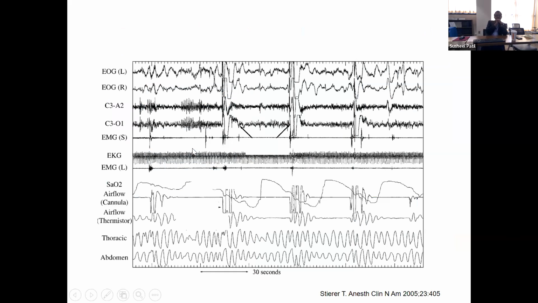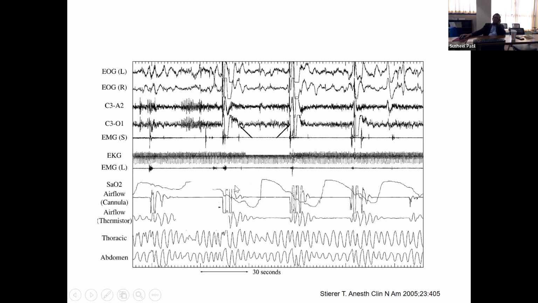All right, so Roland, here's a tracing. What would you see or call the majority of these sleep disordered breathing events? So I'll try to order you: eyes, EEG, chin, EKG, chin, saturation, airflow. Here's your cannula, here's your thermistor, thoracic effort, abdominal. So we still have thoracic and abdominal. Remind you, you should probably speak up a little bit.